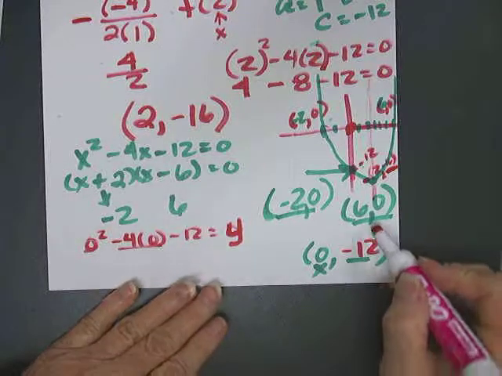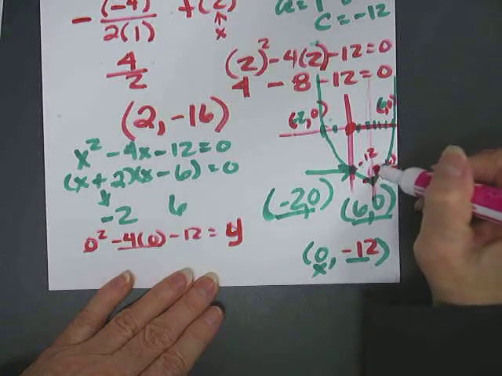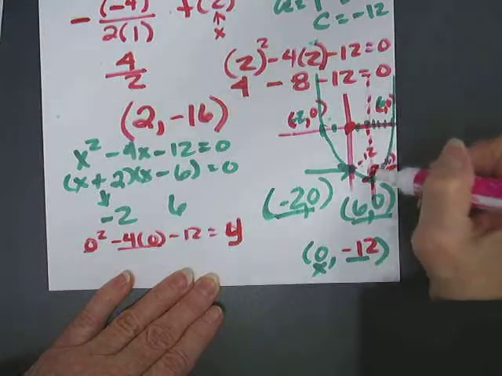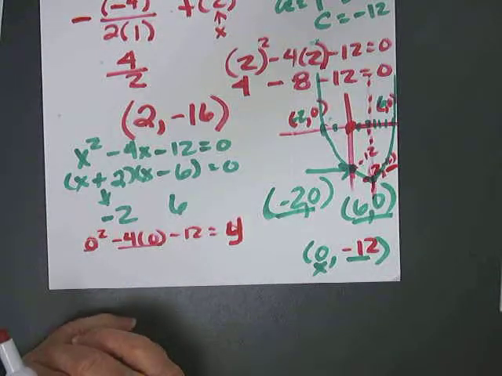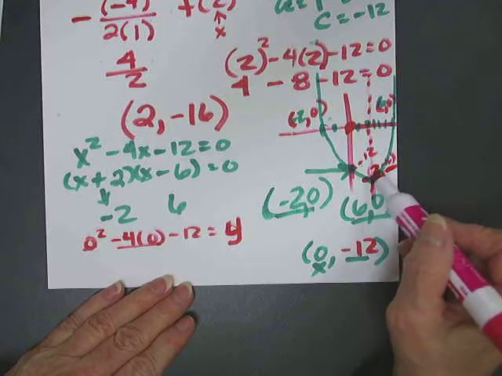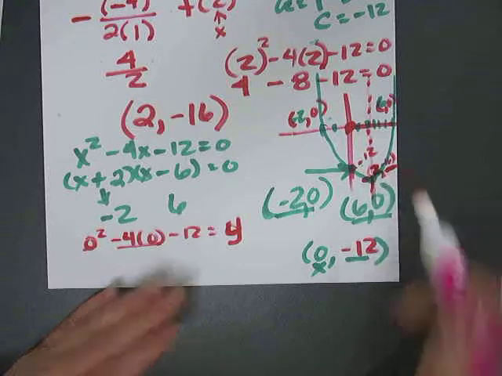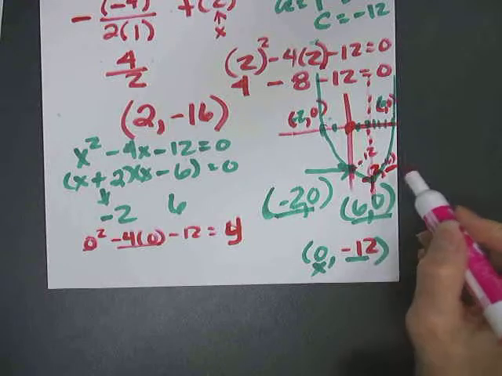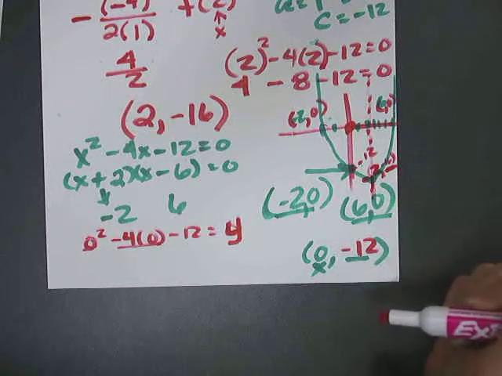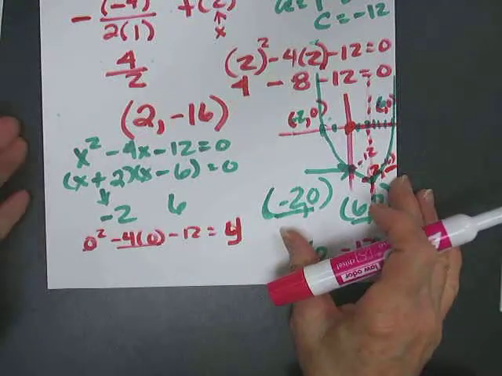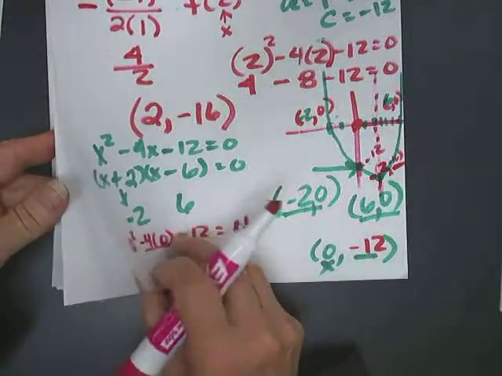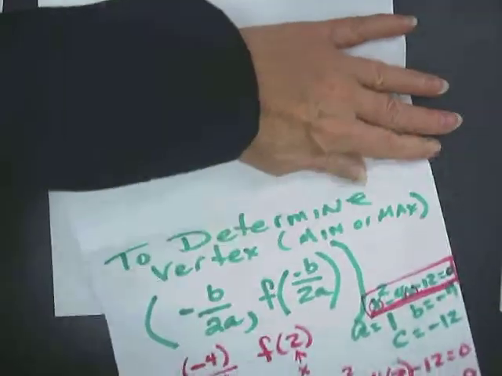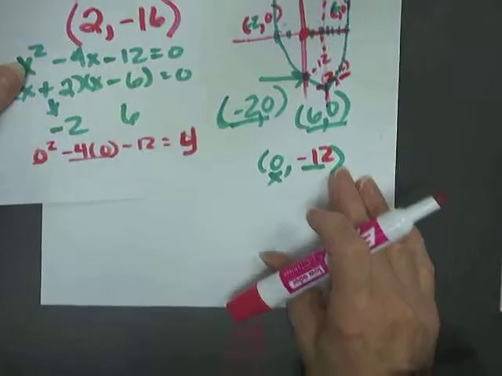One more thing is the line of symmetry. If you were going to fold this, and it would be symmetrical on both sides like a butterfly or a heart, you actually would fold it on the 2 for the line of symmetry. Okay? The x part would be where you'd be folding it, of the vertex. And the y part would be your maximum or minimum.